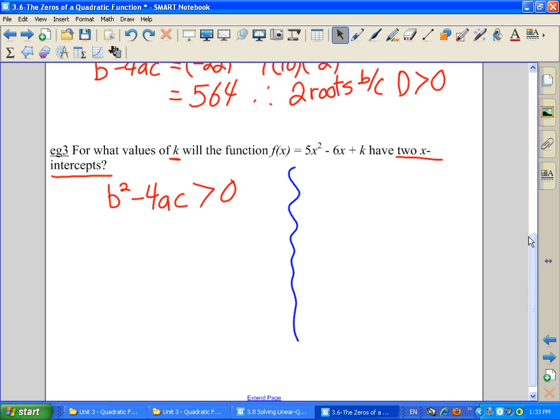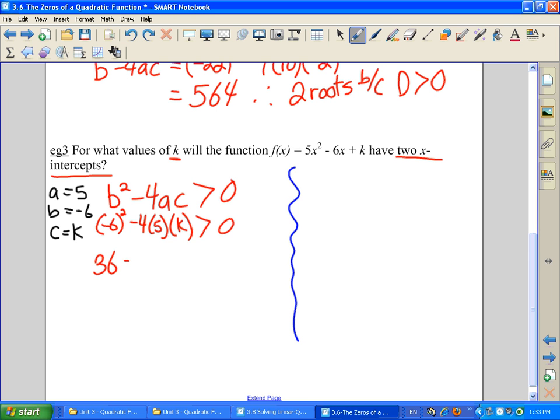So let's sub our values in. And in this case, don't get confused here. A equals 5, B equals negative 6, and C actually equals k. All right, so let's sub it in here, folks. So we've got negative 6 squared minus 4 times 5 times k is greater than 0. All right, so negative 6 squared is 36 minus 20k is greater than 0. We want to get this negative 20k by itself, so you take this positive 36, bring it over, becomes negative 36.